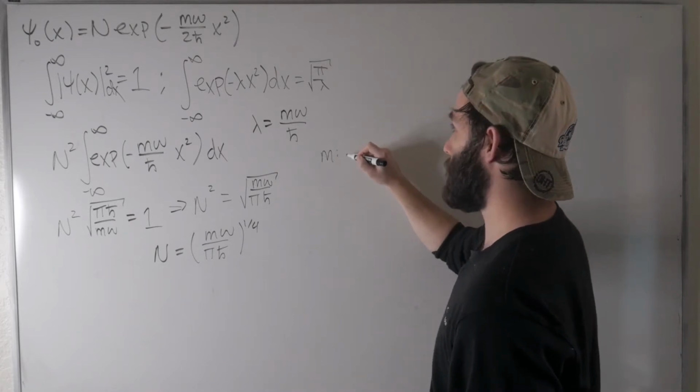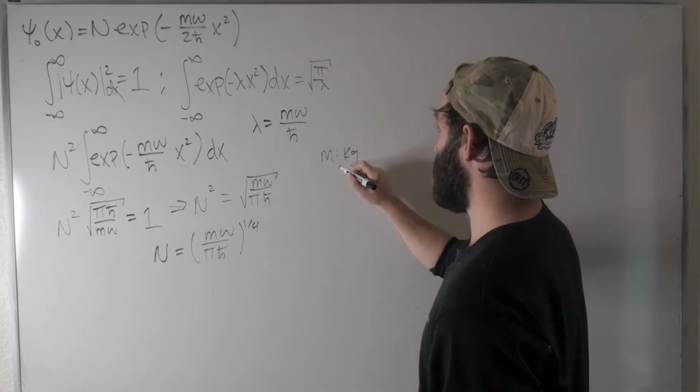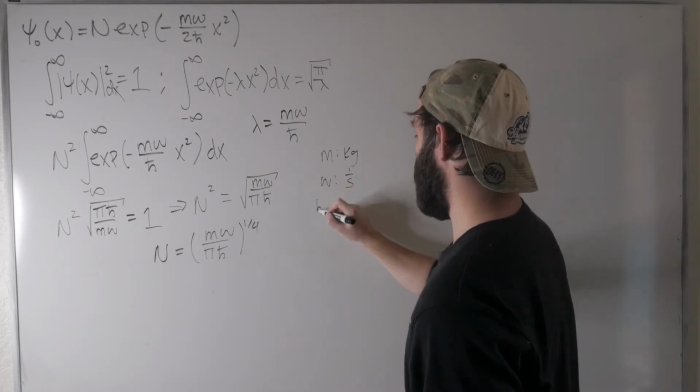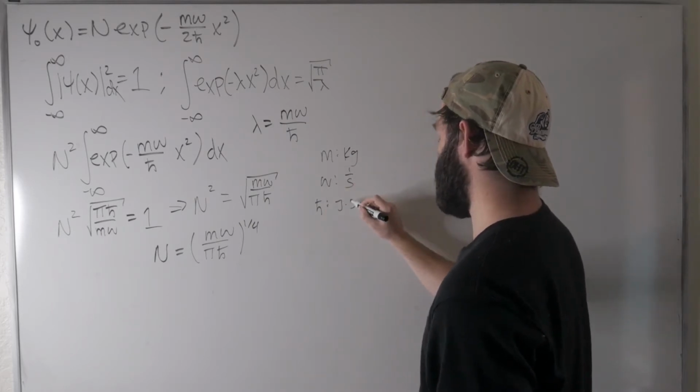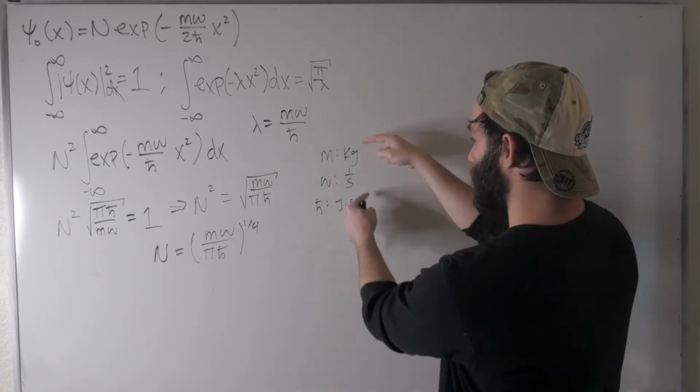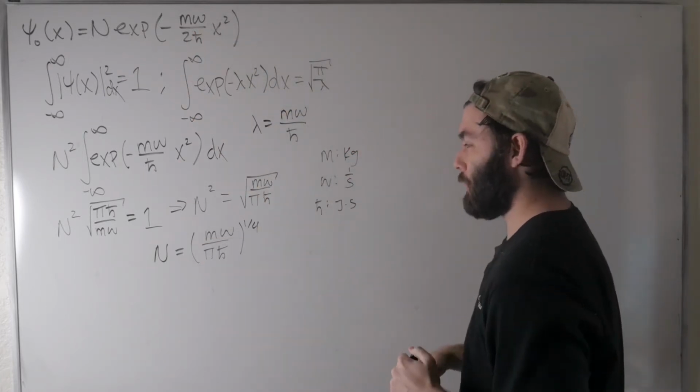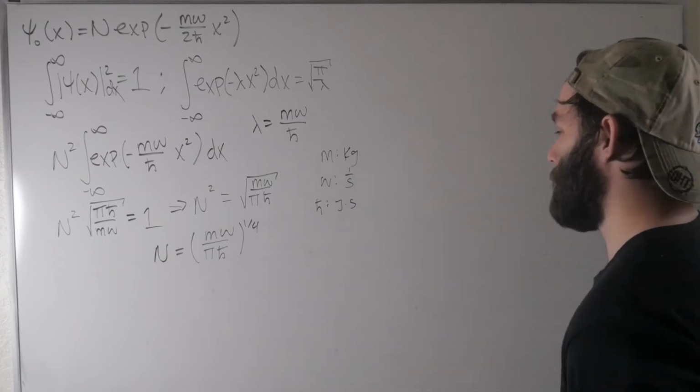Say m has units of kilograms, omega has units of inverse seconds, and h bar has units of joule seconds, which you can decompose. And you could just play with the dimensional analysis to see what this has to be. That's always what I end up doing. Okay, that was a bit of an aside.